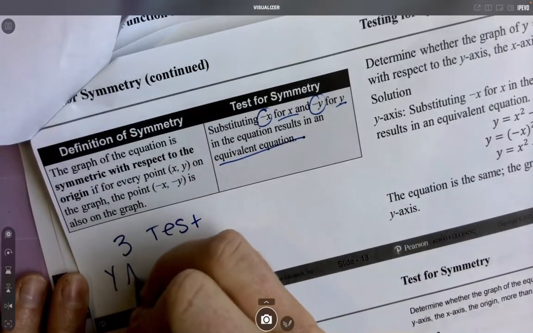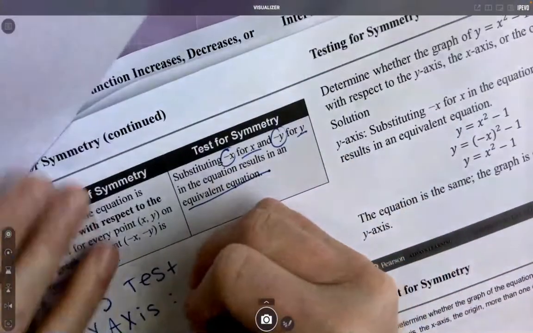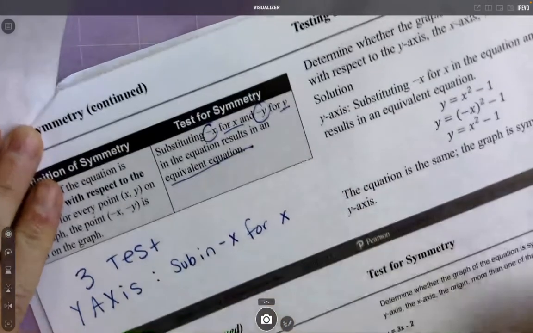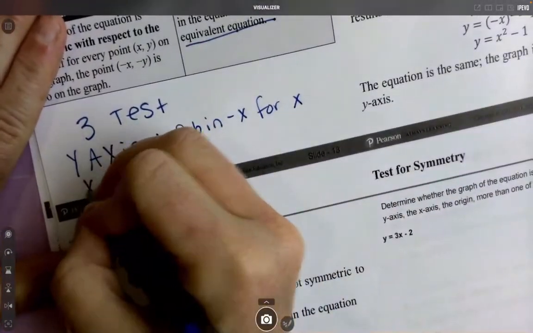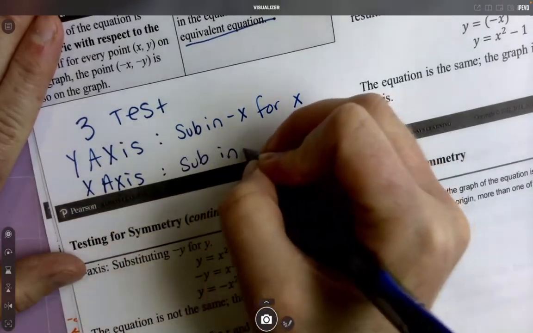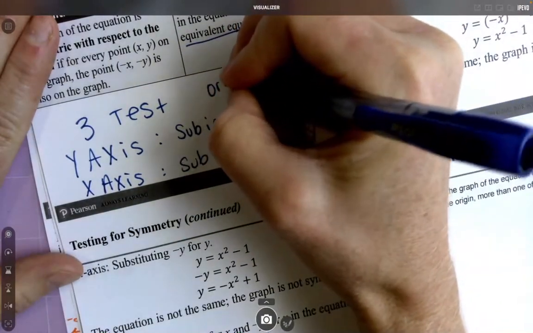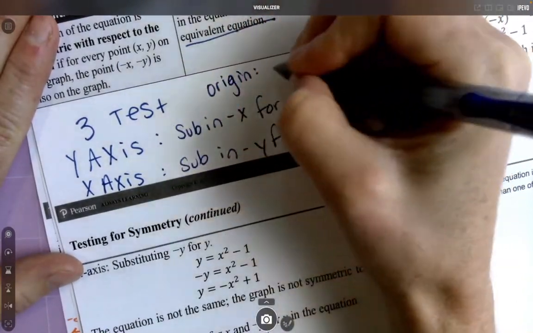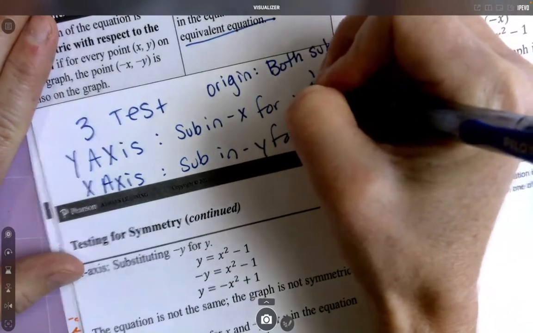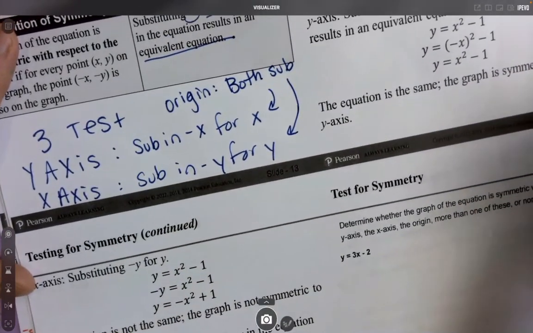So for the y-axis, you're going to sub in negative x for x. See if it comes out to be the same. X-axis, sub in negative y for y. And the origin, sorry, I had to do it up here, you're going to do both of these. And you're going to solve and see if you come up with the equivalent.